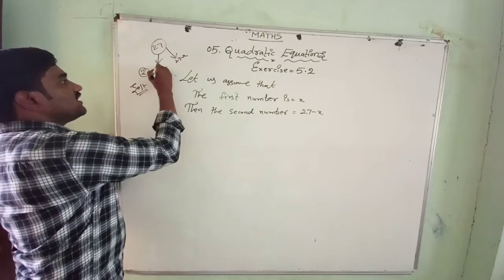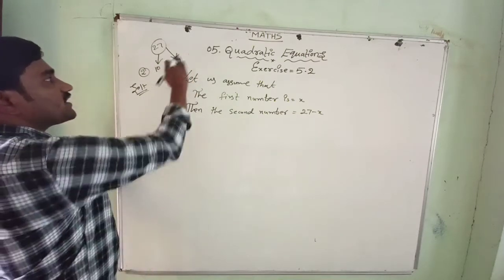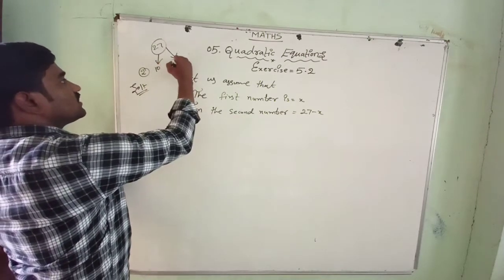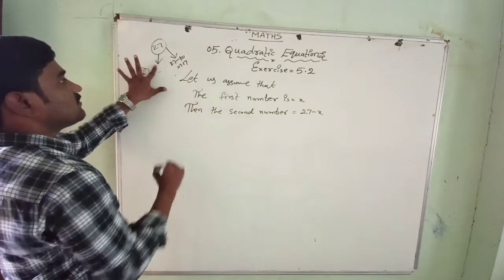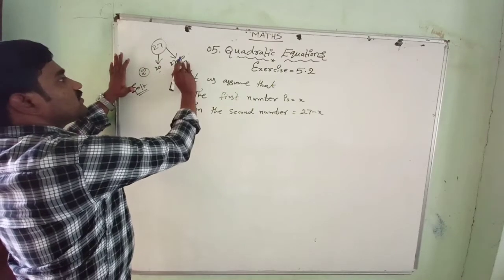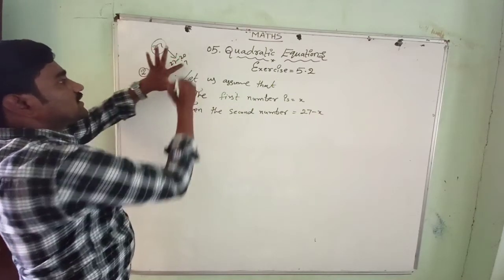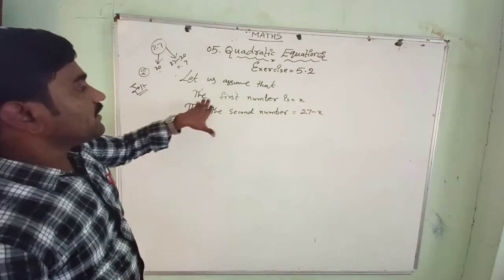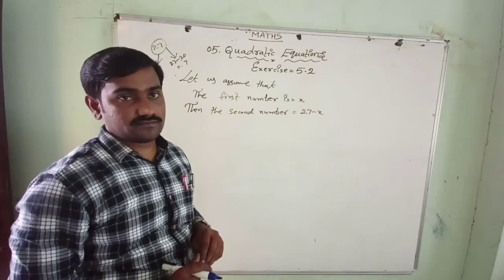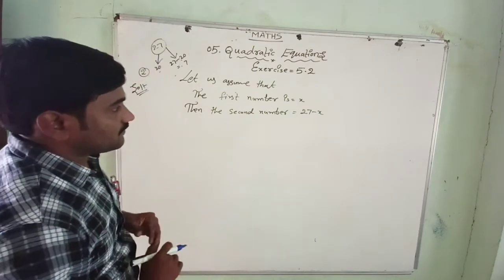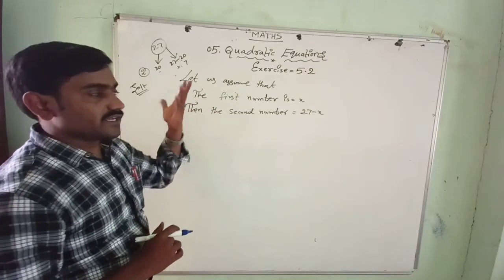If one of the numbers is 10, the next number will be what? 17 you can say. How do you get the second number 17 here? Here 27 minus this 10 is equal to 17. If the first number is 20, the second number we know is 7. How? Here 27 minus 20 will get 7. Alage, here the first number is x, the second number is 27 minus x. So according to the sum, when we add both, we are getting 27.